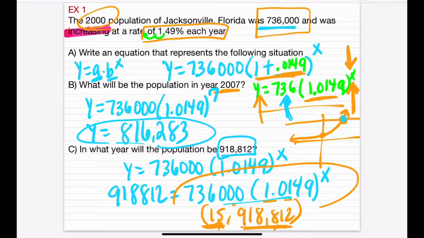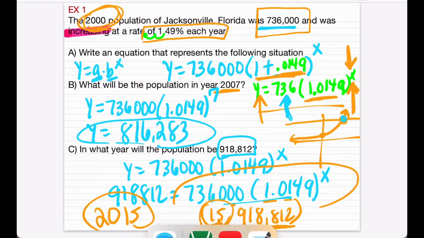And what year will the population be that amount? The initial year was 2000. And 15 years later, it'll be 918,000. So what you have to do is you have to add the two. 2000 plus 15 is 2015. So the answer to part C is 2015.